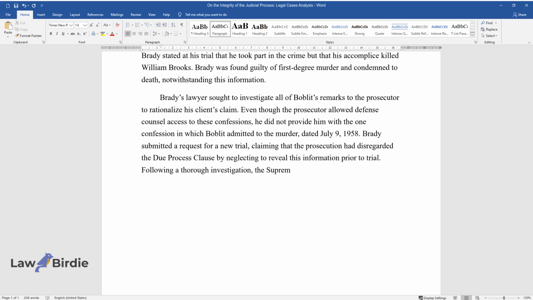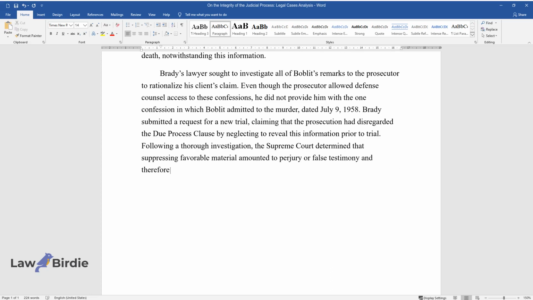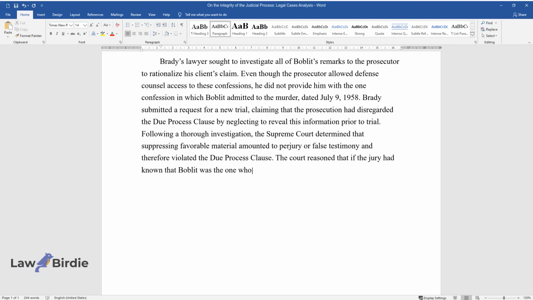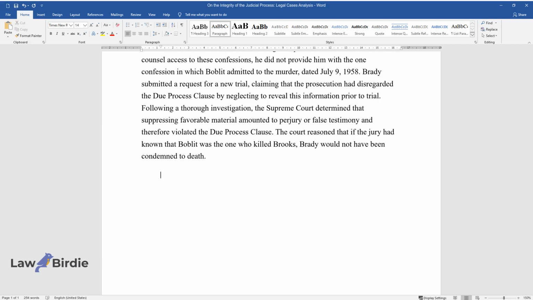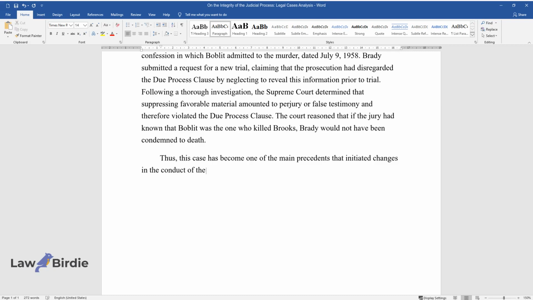Following a thorough investigation, the Supreme Court determined that suppressing favorable material amounted to perjury or false testimony and therefore violated the due process clause. The court reasoned that if the jury had known that Boblet was the one who killed Brooks, Brady would not have been condemned to death. Thus, this case has become one of the main precedents that initiated changes in the conduct of the trial.